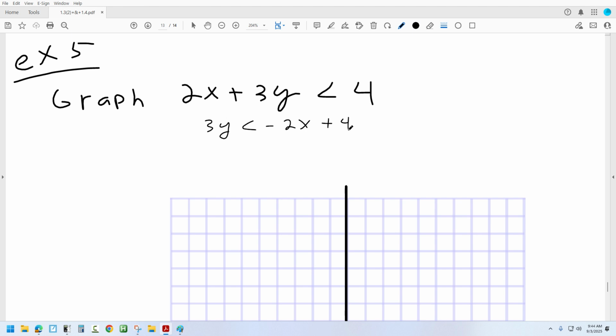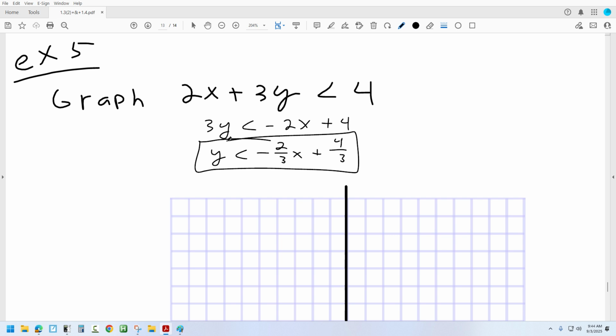Okay, and what would that give me? Y is less than negative 2 thirds x plus 4 thirds. Perfect. Okay, so we've rewritten that. Now, something that could come up but didn't come up is we divided each side by positive 3. What do you have to be careful about when you are doing division with inequalities? Yeah. The signs can flip. When would the sign flip?